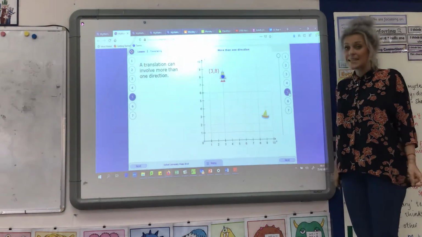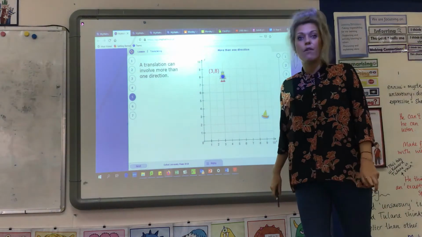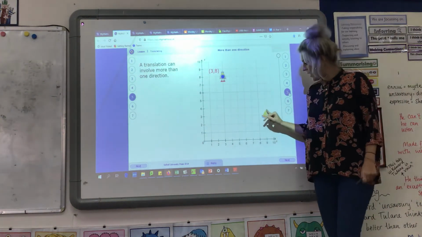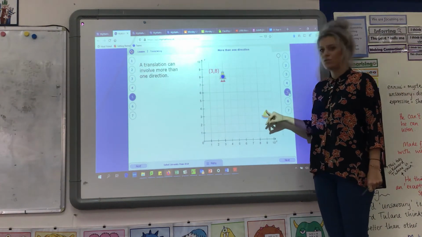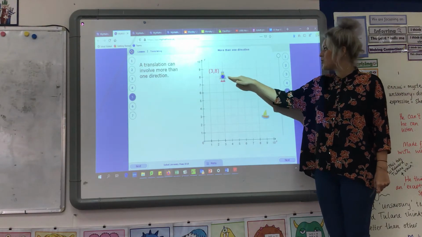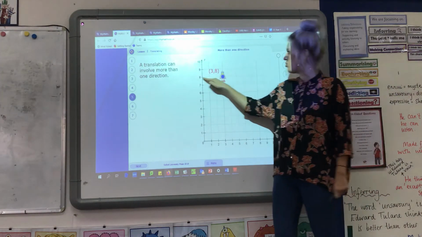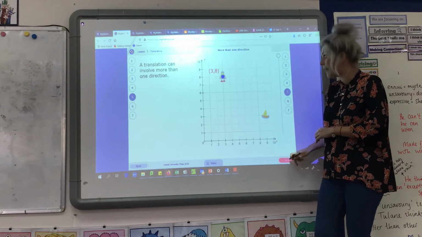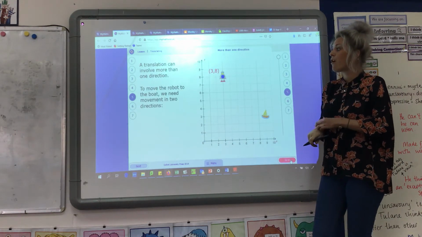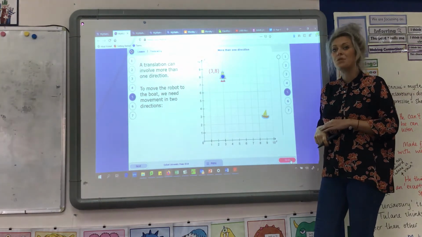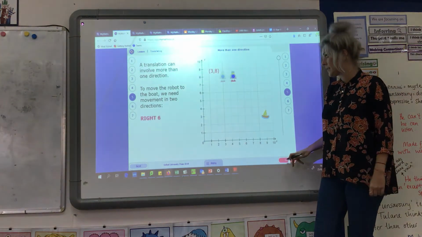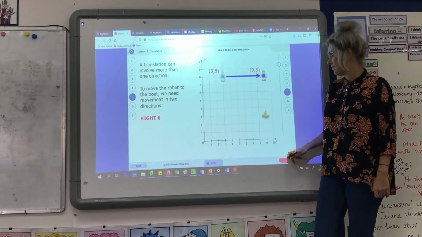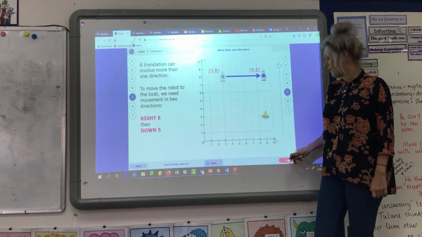A translation can also involve more than one direction. If you look here, here is our boat. We can't get there by just going right, or just going left, or just going up, or just going down. To move the robot to the boat, we need to move in 2 directions. Right 6, down 5.